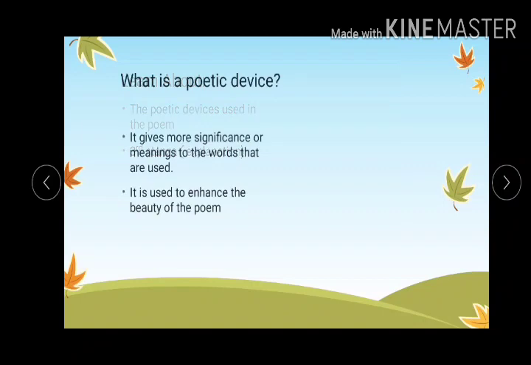So, what are poetic devices? A poetic device is something that is used in order to give more significance or meaning to the words that are used in the poem. So what is the first use of a poetic device? It is used so that more meaning can be given to certain words that are used in the poem. And what is the second use? The second use is that it's used to enhance the beauty of the poem. Enhance the beauty of the poem means to increase the beauty of the poem.